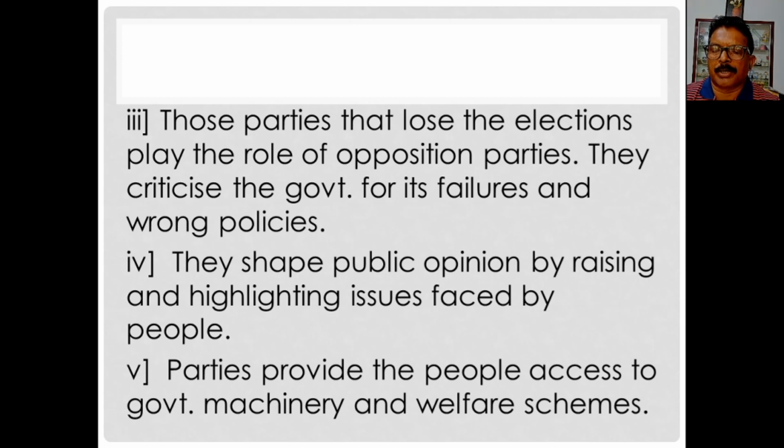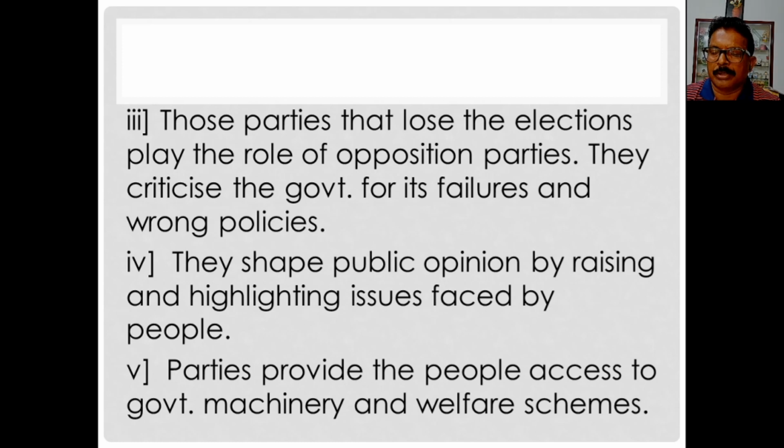Next, the political parties shape public opinion by raising and highlighting issues faced by the people. They raise and highlight those issues which are faced by the people, whether it is environmental problems, a Kasturi Rangan problem, or the Mullaperiyar water sharing issue. Any issue, they will raise and highlight issues faced by the people.